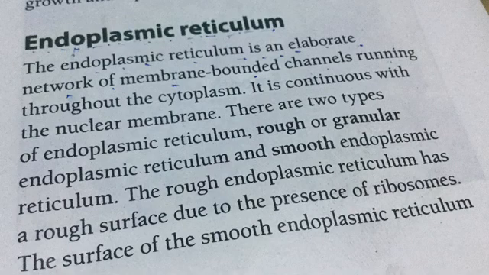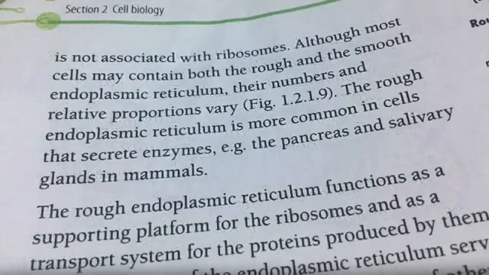The rough endoplasmic reticulum has a rough surface due to the presence of ribosomes. The surface of the smooth endoplasmic reticulum has no ribosomes. In short, rough endoplasmic reticulums are called rough because they have ribosomes on their surface. The smooth endoplasmic reticulum is not associated with ribosomes, although most cells may contain both the rough and the smooth endoplasmic reticulum. Their numbers and relative proportions vary.